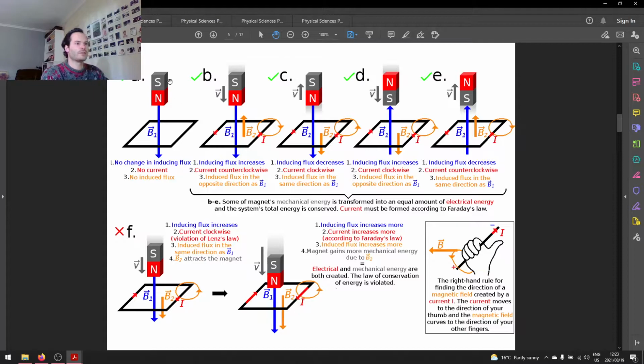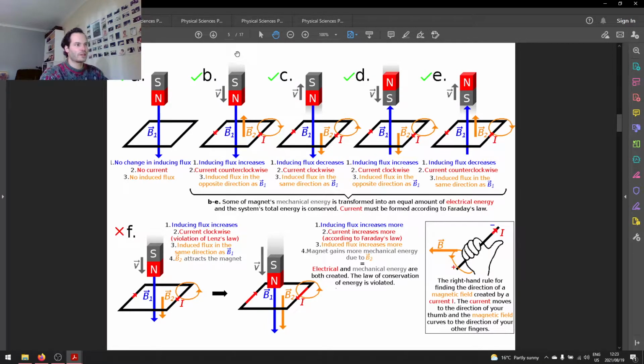So if we look at the first one, A there, the magnet is stationary. Magnetic field line B1 is pointing away from the north. Remember, magnetic field always points from north to south. But the magnetic flux isn't changing, so no current is induced in that coil because the flux isn't changing. But then if we look at B, we see that the magnet is now brought downwards towards the coil.